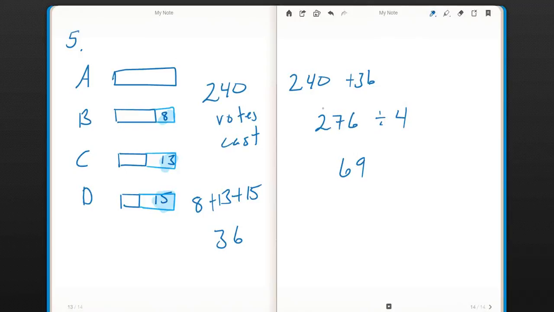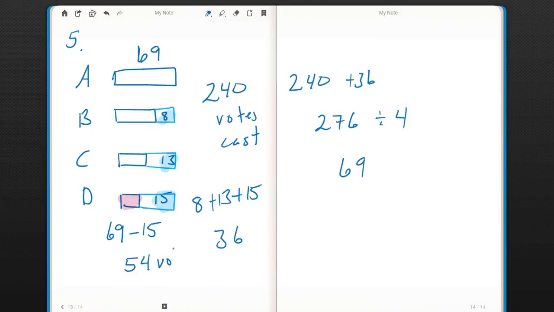And again, this is if we all had the same size. So this box is 69. The question it wants to know is what is the lowest number of votes received by a candidate. So this guy got 69 votes if he got all of them, but he had 15 less than that, so he had 54 votes.